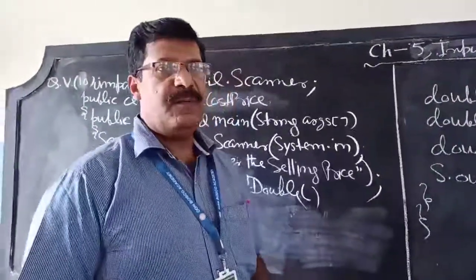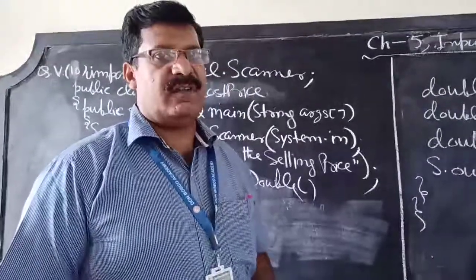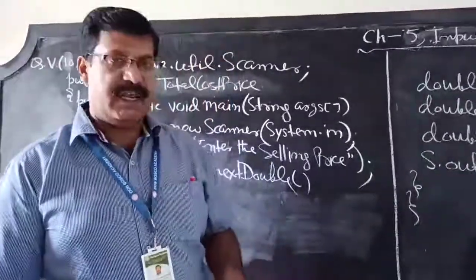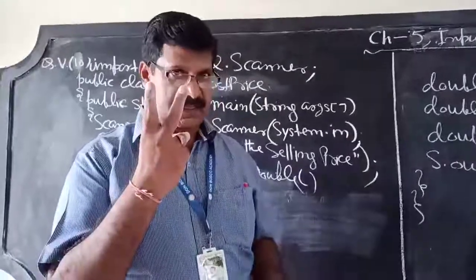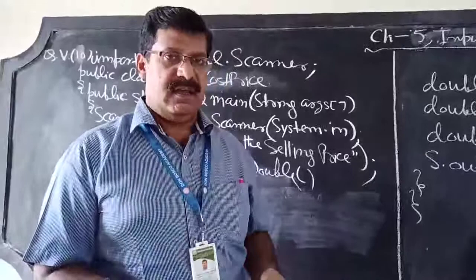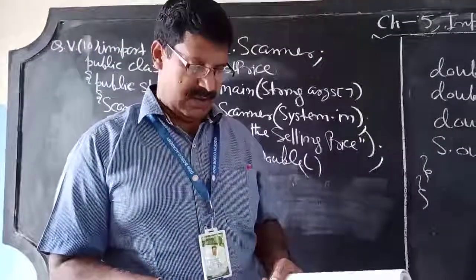In chapter 5, we are going to discuss the last programming question of the exercise. The question is, a shopkeeper sells two calculators. How many calculators? Two calculators for the same price. The price of the calculator is the same for both the calculators.